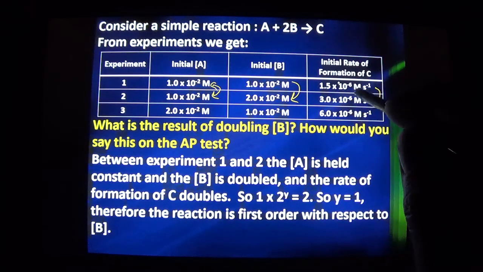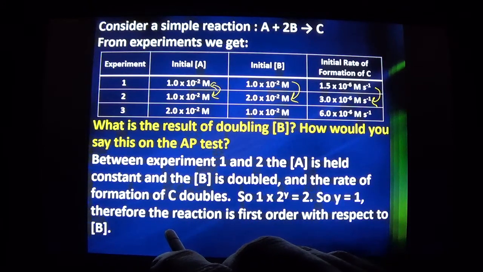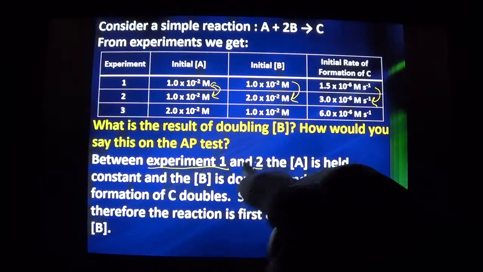So how do we say this on the AP test? This is like the one case where I'm very much saying write it this way, to be sure that you are very firmly getting your point across and not leaving any ambiguity. It's not difficult, but this is the kind of response they're looking for. First, you have to tell what experiments you were looking at. So I say very clearly, in experiments 1 and 2.